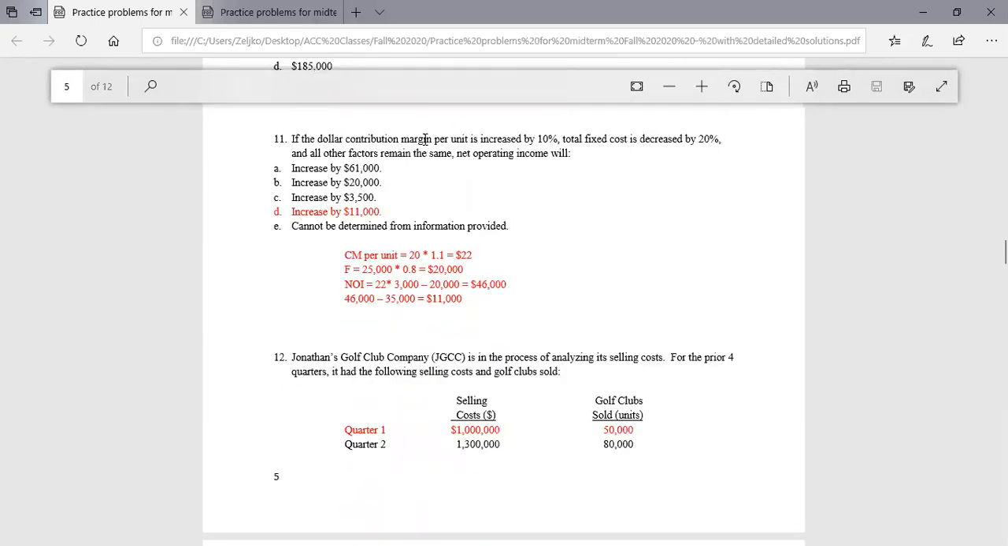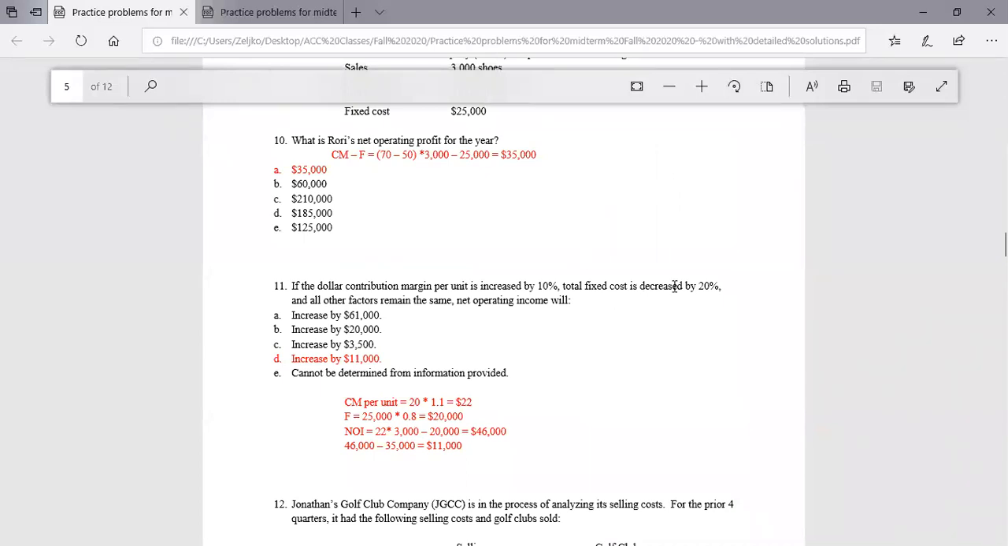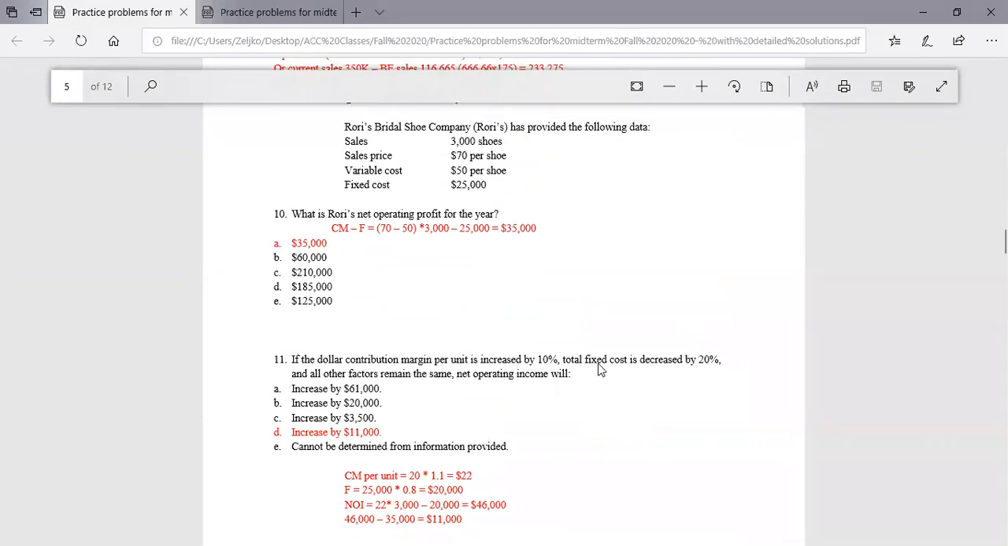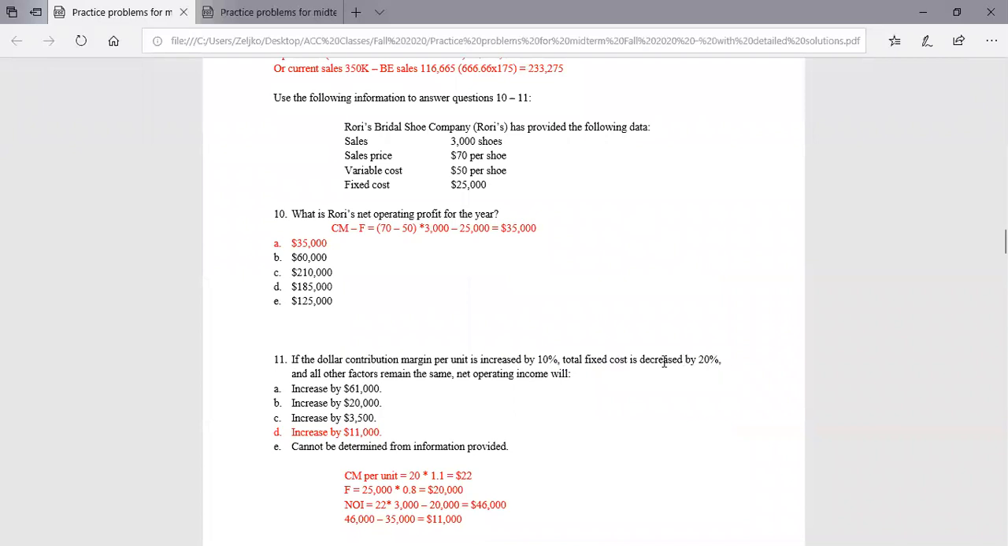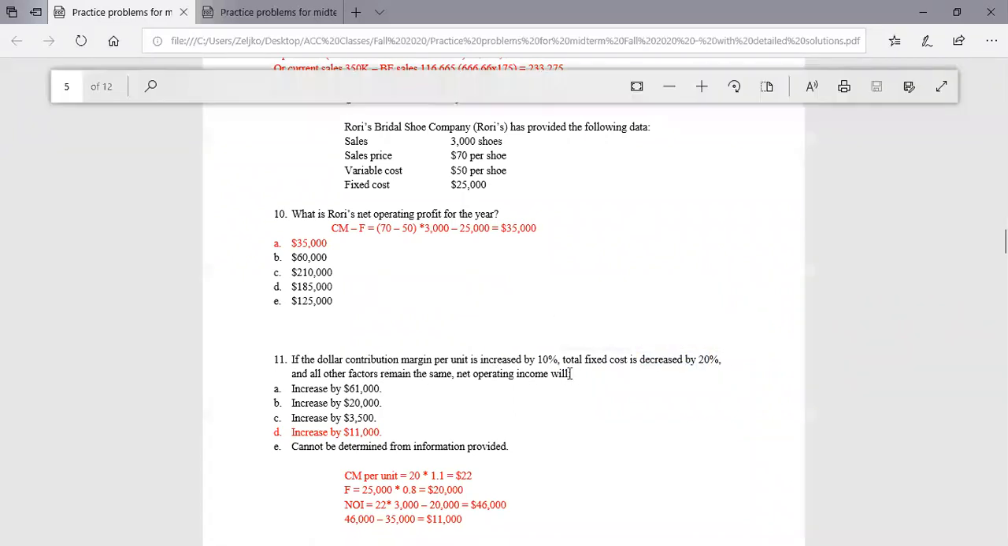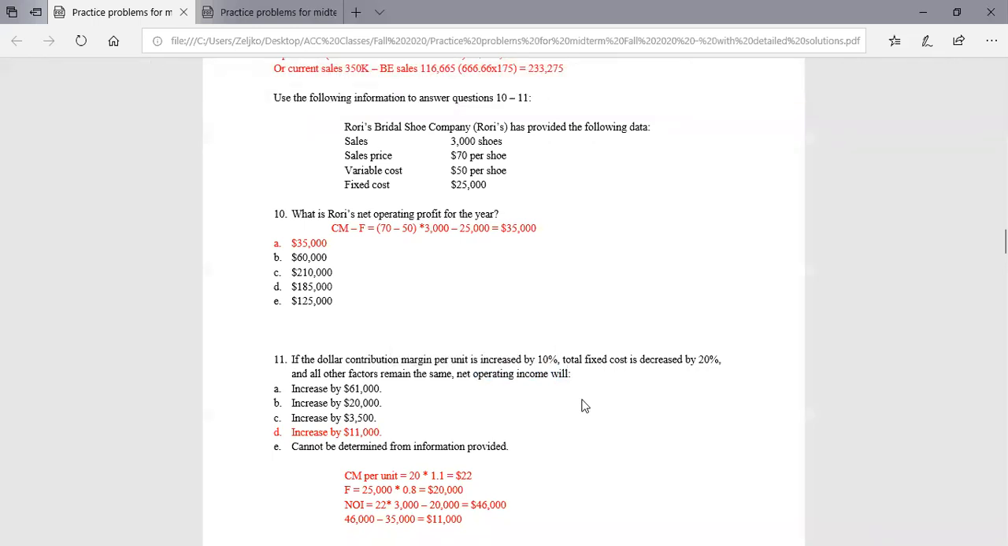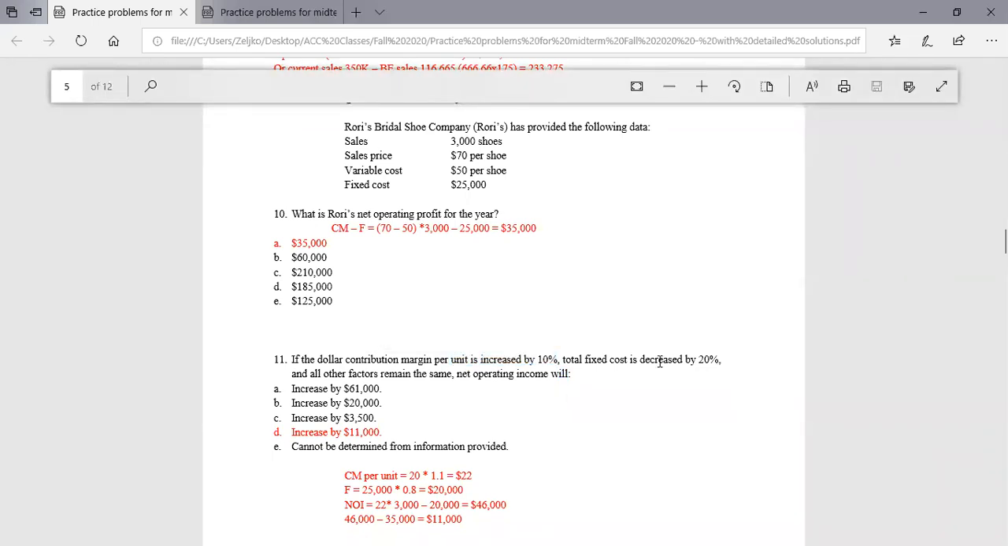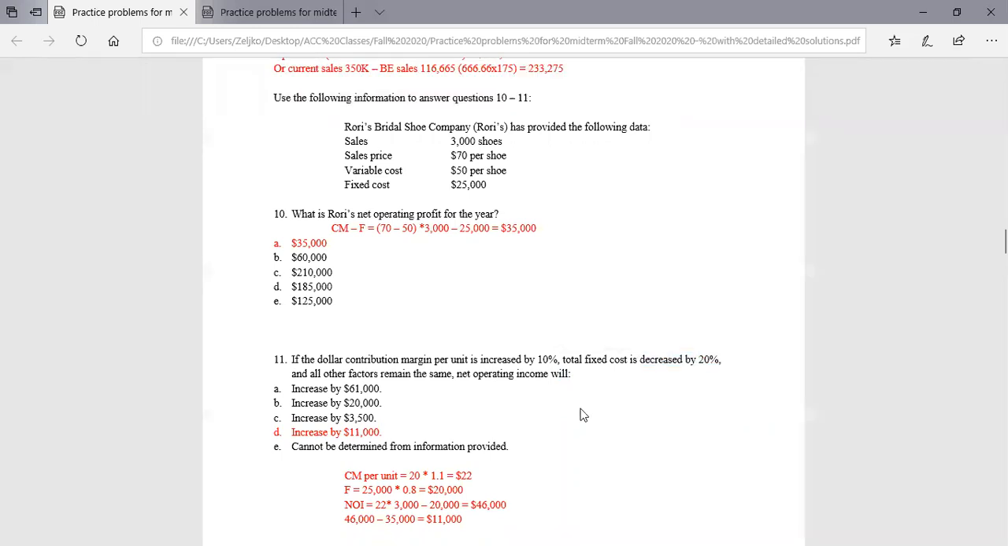If the dollar contribution margin per unit is increased by 10%, and total fixed cost decreased. We did a lot of these in the narrated lectures. When things are changing, this is also kind of a free question, right? So 10% increase in contribution margin. And if total fixed costs are decreased by 20% and all other factors remain the same, net operating income will go where? Of course, it will go up, right? Well, first of all, contribution margin is increasing. That's great news for us. On top of this, fixed costs are decreasing. Well, that's even better. So we are getting double bonus here, double benefit.